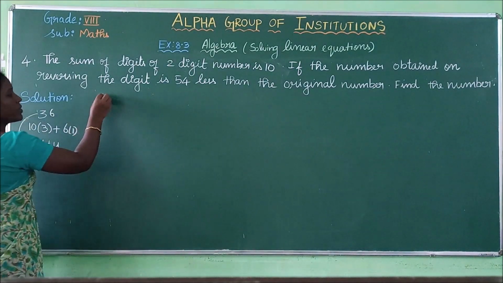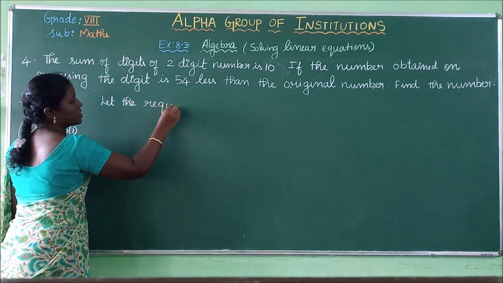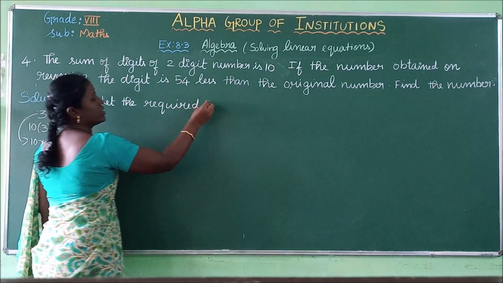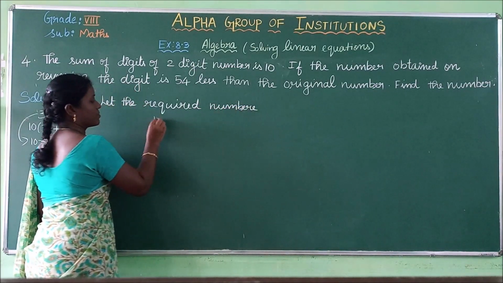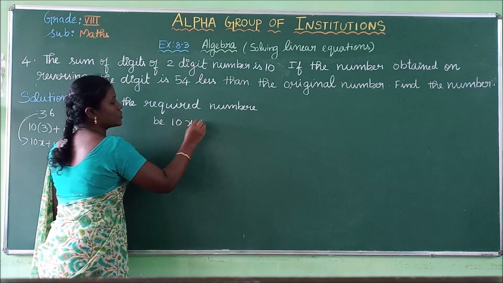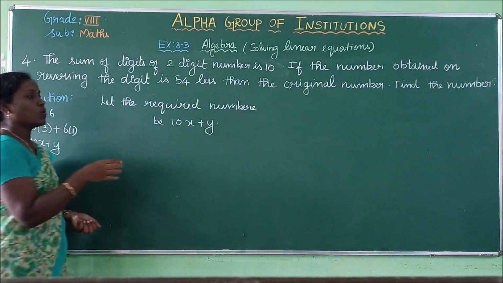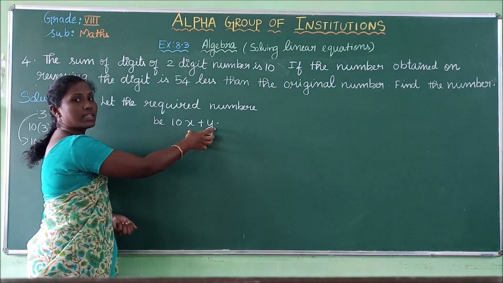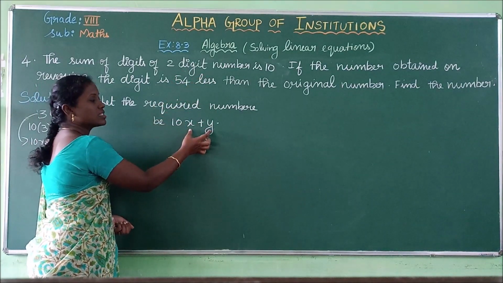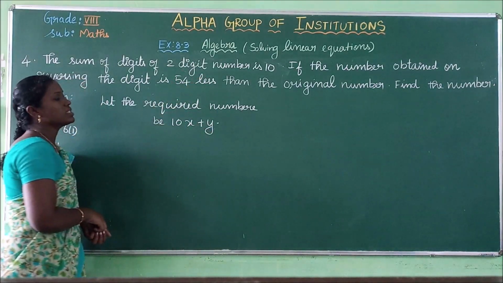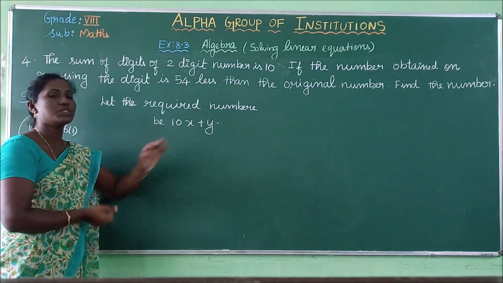the two-digit number. So we are taking, let the required number be 10x plus y. So are you clear now how we are taking 10x plus y as a two-digit number? So 10 and 1, these are the place values. Here the digits of the two-digit number are x and y. So what is the first condition? In general we got that the two-digit number is 10x plus y.